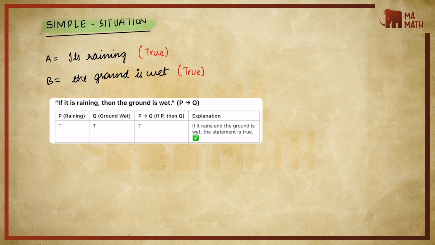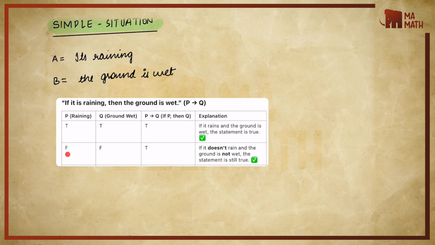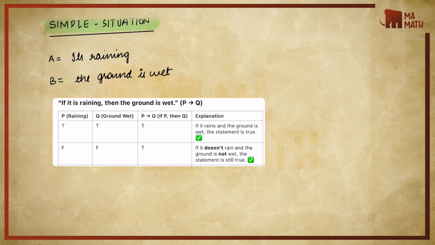Now let's see the other scenario. The other scenario is, it's not raining and the ground is not wet. It's not raining will be the false statement, because if it's raining is true, it's not raining is false. So let's say I have a statement like, if it is not raining, then the ground is not wet. That statement is also true as a compound form. Okay, so that's very simple.